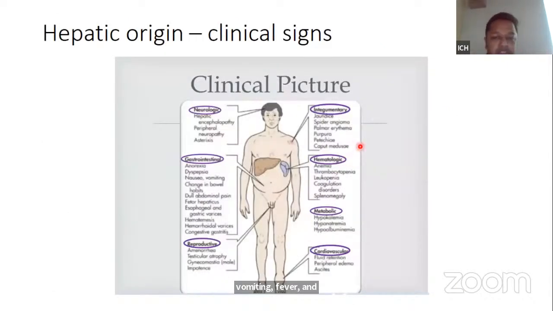When we are examining such patients, we will need to look for any asterixis, any signs of altered mental status. We can also see the skin for any spider angioma or palmar erythema or purpura. Also, in cases of portal hypertension, we can find superficial abdominal veins in a caput medusae pattern. Anorexia, dyspepsia, nausea, vomiting, and change in bowel habits can also be present in the history. In older children, there can be testicular atrophy, amenorrhea, and gynecomastia, along with anasarca.